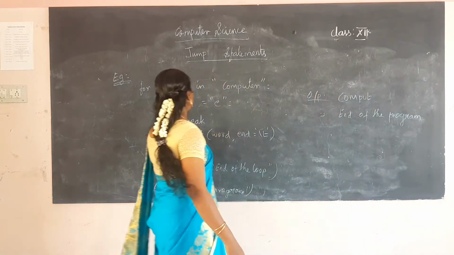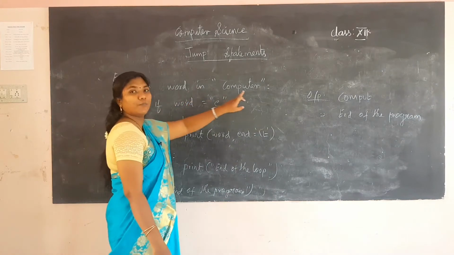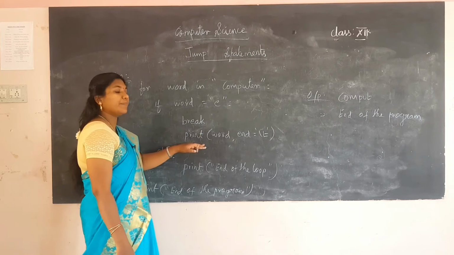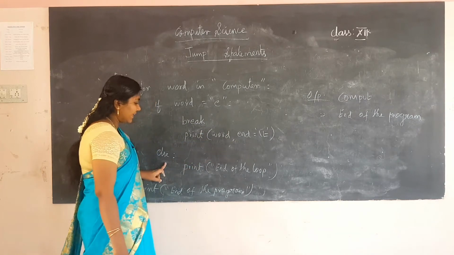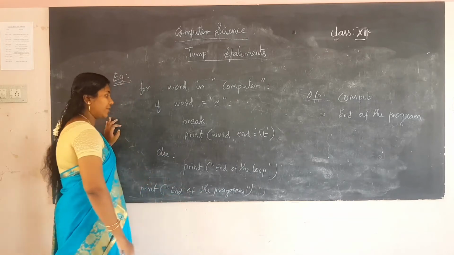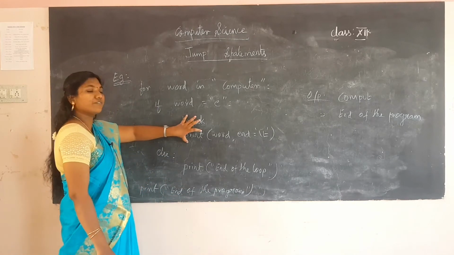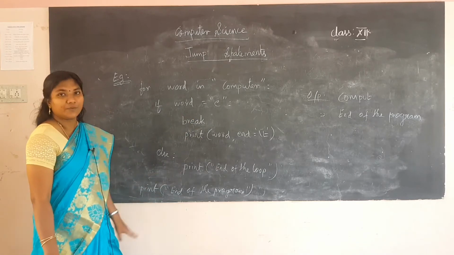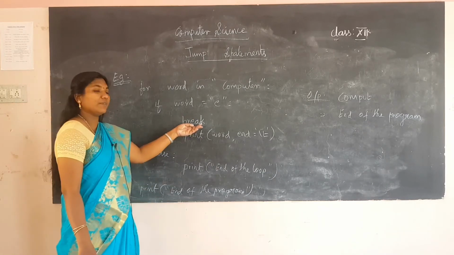So, clear? For word in computer, if word is equal to E, then it will break, and then print word, end is equal to backslash t, else print end of the program. Here the else part will not be executed because the if block is already executed, and then print end of the program. So this is how the break statement is used.